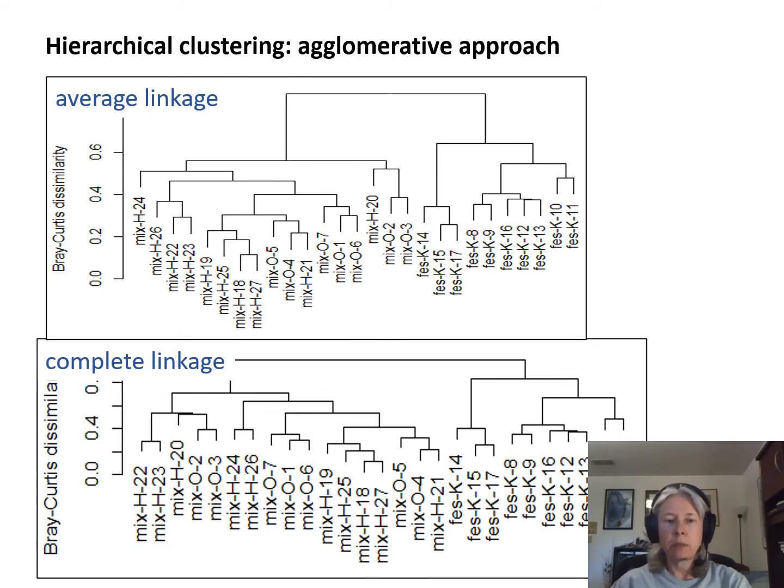Here's an example of how different clustering methods on the same data set can produce somewhat different results. We have two dendrograms here. The top one was produced by the average linkage method, and the bottom one was produced by the complete linkage method. It is readily apparent from these figures that the clustering patterns differ by method. But even so, both of these methods indicate that mixed grass and fescue separate into distinct clusters. Okay, so this has been an example of hierarchical clustering. Now let's move on to non-hierarchical clustering.